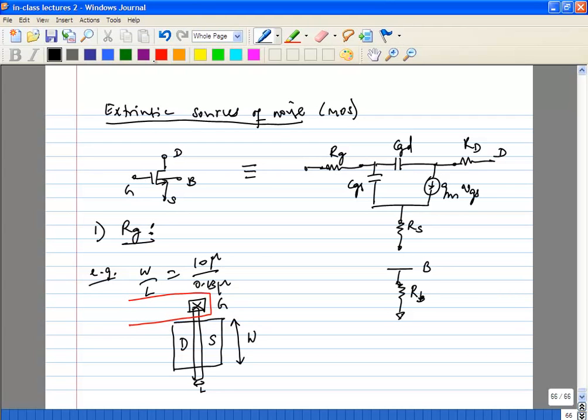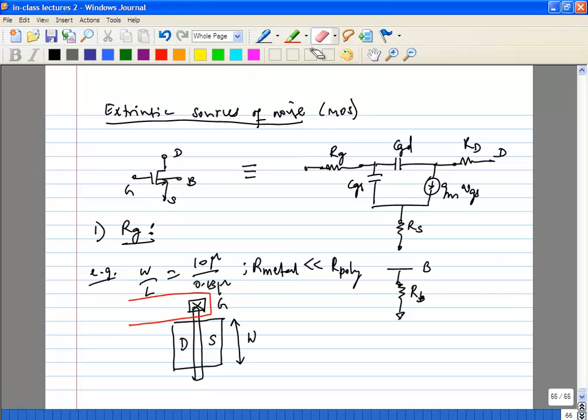So what we'll assume is that R metal is much smaller than R poly. Let's start off with that. What can you do to reduce the gate resistance? One thing you can do, so here you are contacting it from one side, is put a similar gate contact on this side.